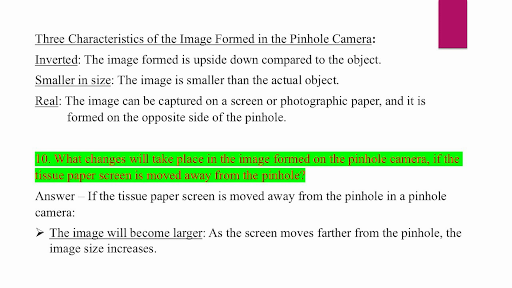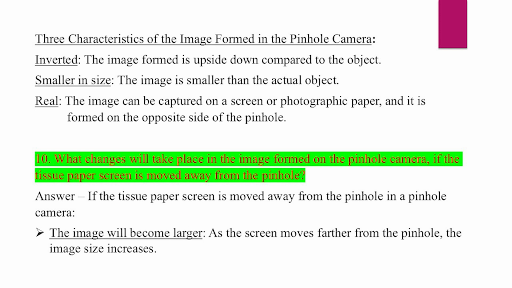3 characteristics of the image formed in the pinhole camera. Inverted: the image formed is upside down compared to the object. Smaller in size: the image is smaller than the actual object. Real: the image can be captured on a screen or photographic paper, and it is formed on the opposite side of the pinhole.